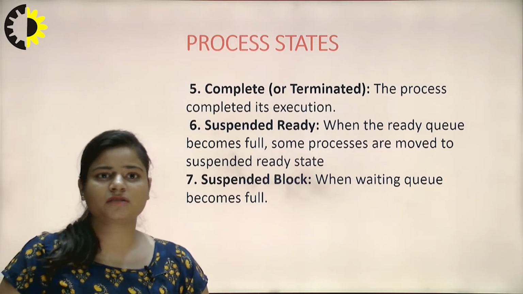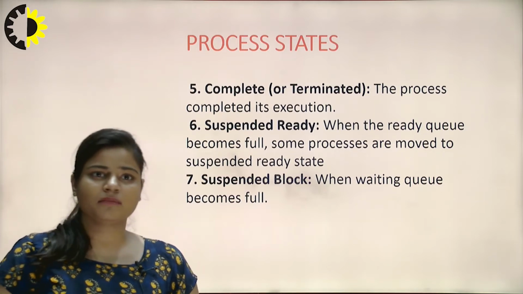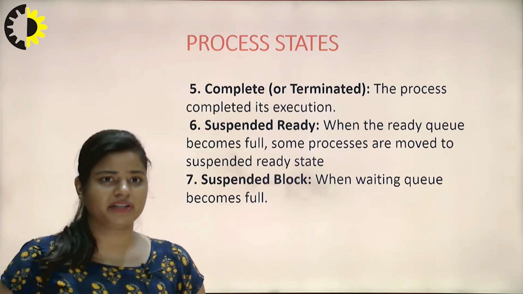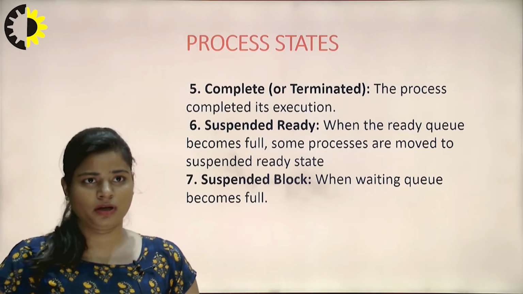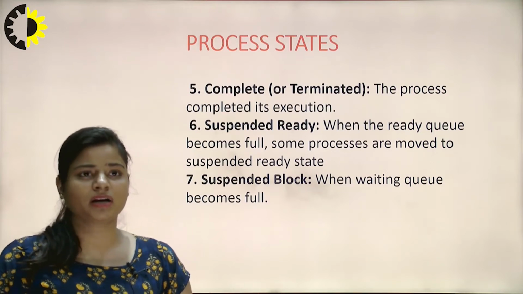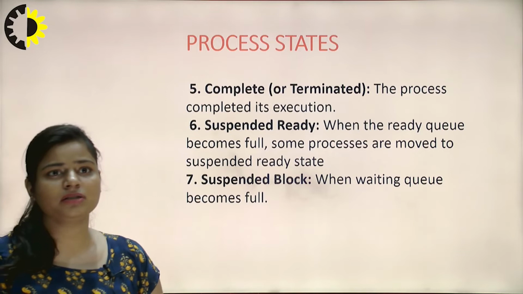So first state is basically the suspended ready. When the ready queue becomes full, some processes are moved to suspended ready state, and suspended block when the waiting queue becomes full. So these are total 7 states we are having under the process state topic. So let's move towards the next point.